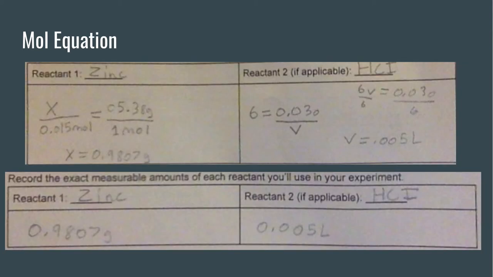The mole equation. The ratio between hydrogen chloride and zinc should be 1 to 2, meaning hydrogen chloride, HCl, should be twice the amount of zinc. You can see the equations my partner and I used in our experiment to figure out how much of the substance we would use. We decided to use 0.9807 grams of zinc and 0.005 liters of hydrogen chloride, HCl.